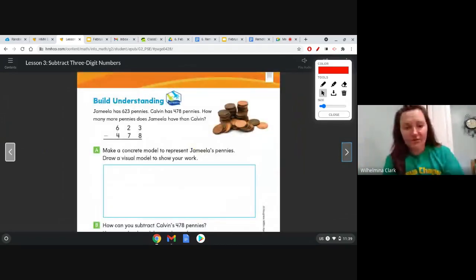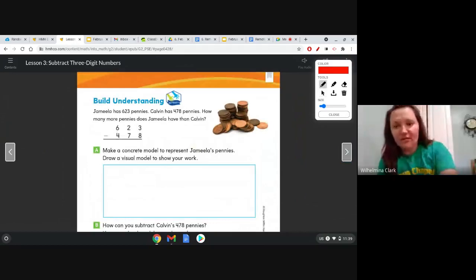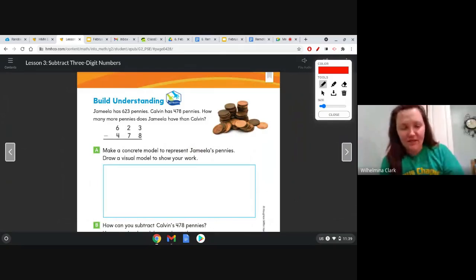All right, so it says, Jamila has 623 pennies. Calvin has 478 pennies. How many more pennies does Jamila have than Calvin? All right, so look, they've already got it set up for you, which is awesome. So it says, make a concrete model to represent Jamila. Draw a visual model to show your work.